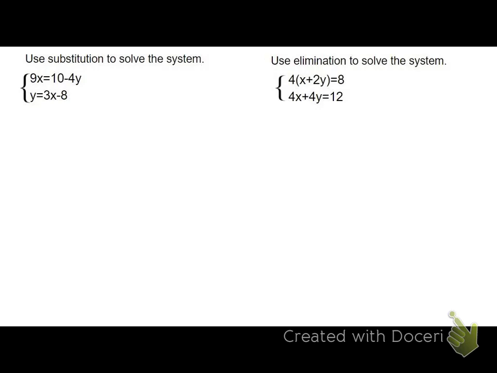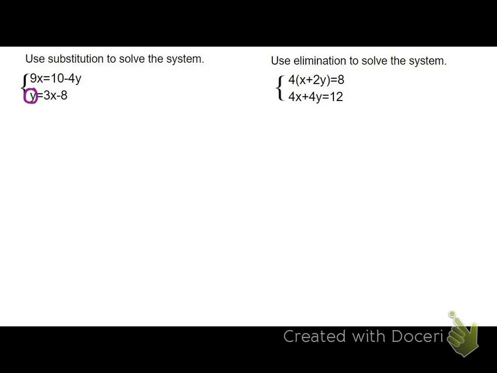Our new lessons, right? First one, use substitution to solve the system. So if I'm going to use substitution to solve the system, what do I have to look for first? Easy variable. The easy variable or variable by itself, totally by itself on one side of the equal sign. Do I have that? Yeah, I have that. For which variable? The y.